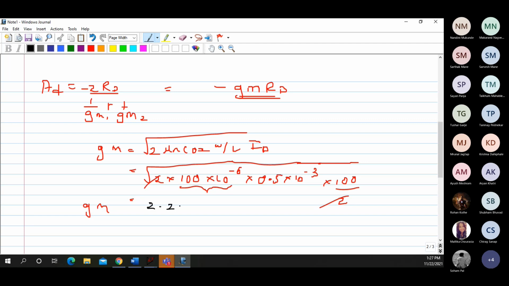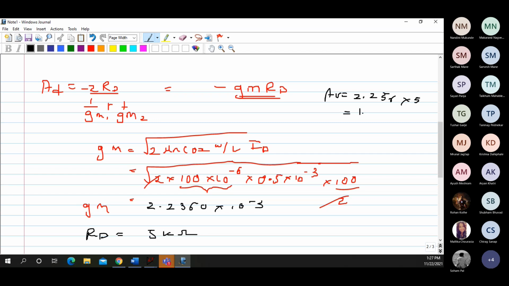So Gm is 2.236 times 10 raised to minus 3, and the value of Rd is 5 kilo ohms. So Gm times Rd, the gain Av, is going to be 2.236 into 5, where the 10 raised to minus 3 and 10 raised to 3 will cancel. So here you will get how much? Can you tell me quickly?